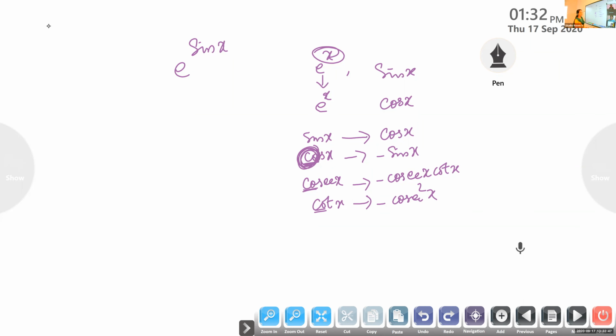Is it clear, children? Is it okay? So the derivative of sine is cos x. What is the derivative of cos x? It starts with co, so you start with minus. Minus sine x.